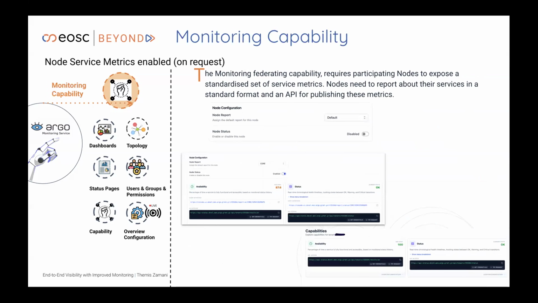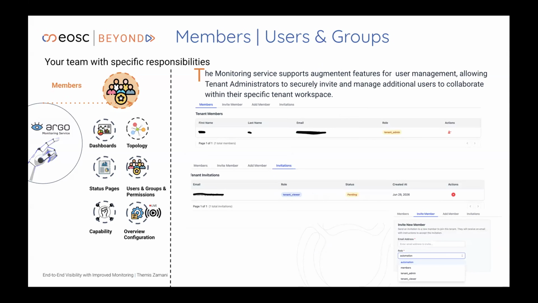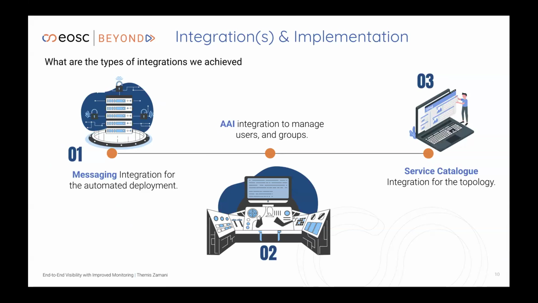The monitoring capability is something derived from the handbook, version 2, and the federated monitoring capability will be required by the end of this year. So we created a solution for nodes that want to offer this capability. We're going to see also the members and how we're organizing them, how we can invite and add them, or put them in specific groups so that we can give them the opportunity to have specific actions.